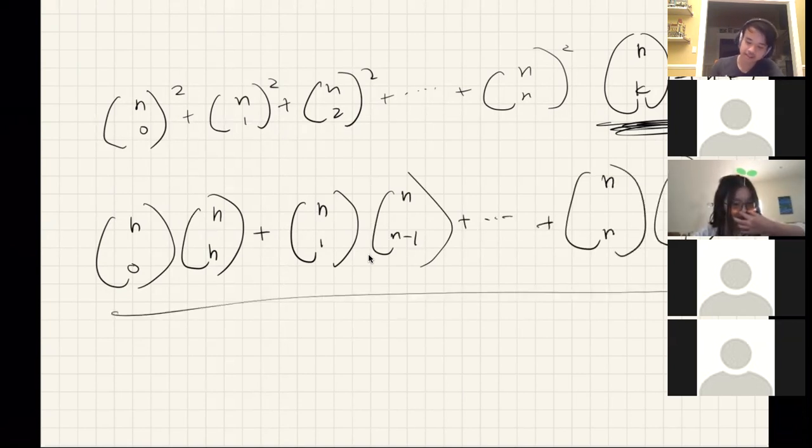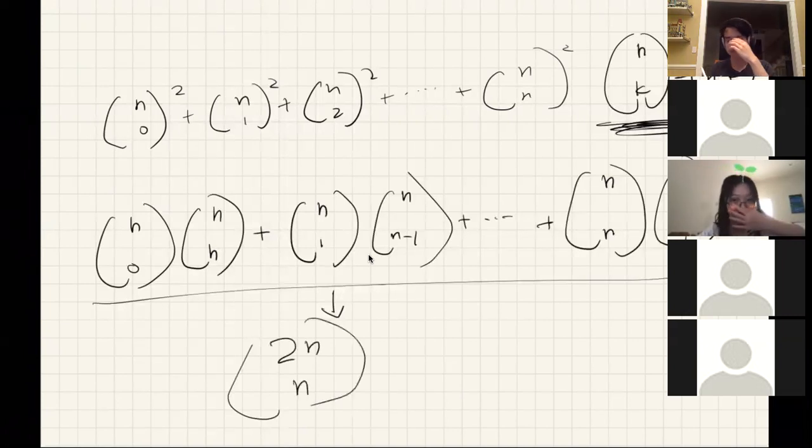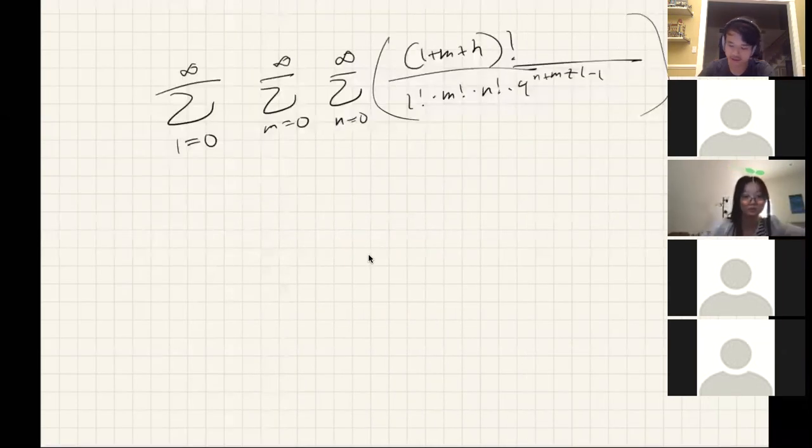You might recognize this as Vandermonde's identity. It was covered in the handout. This sum is going to evaluate to 2n choose n. I would explain why Vandermonde's identity holds true, but it's on the handout and I am a little bit strapped for time, so I'll just move right ahead. This one is a little bit boring, so let's go to my problem, which is a little bit spicier.